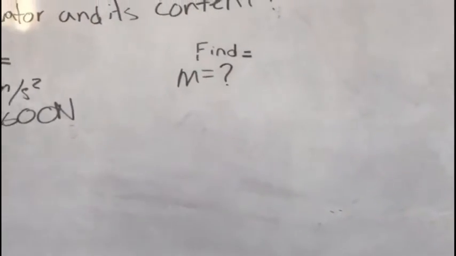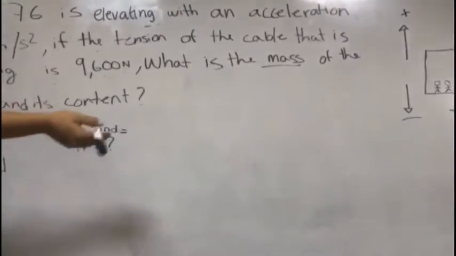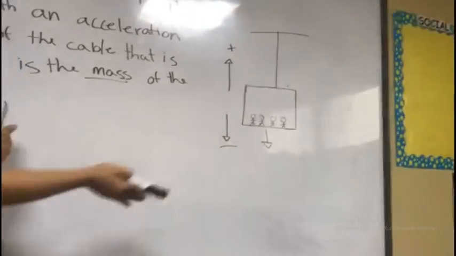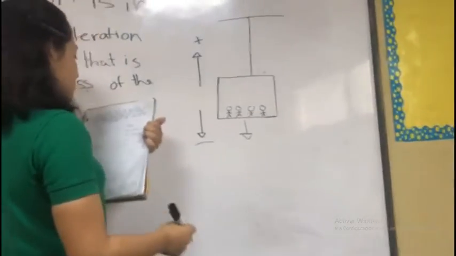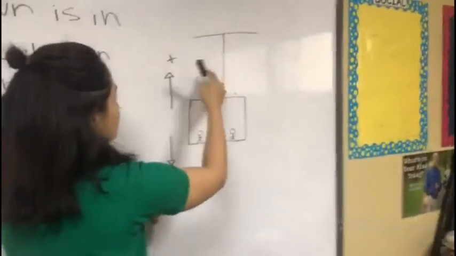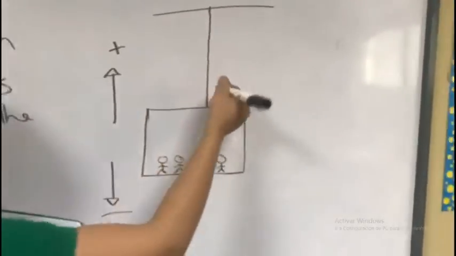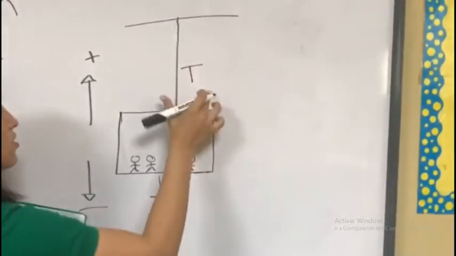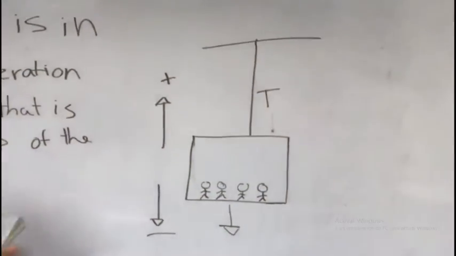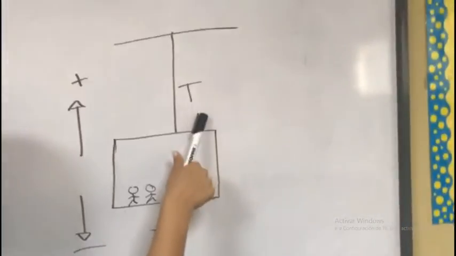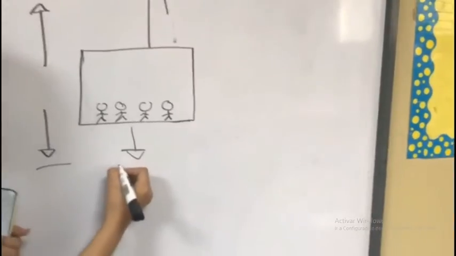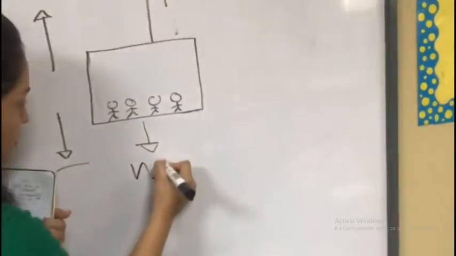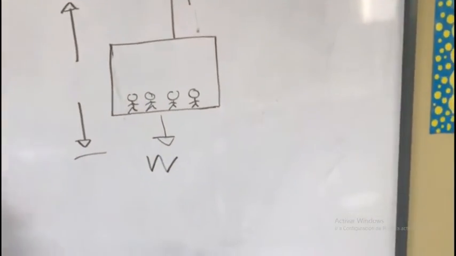So we move to the body diagram. So we see right over here that it is an elevator that is sustained by a cable. So right over here we have tension. The cable sustains the elevator. Like we said before, we have tension. So we have weight too. We put right over here weight.